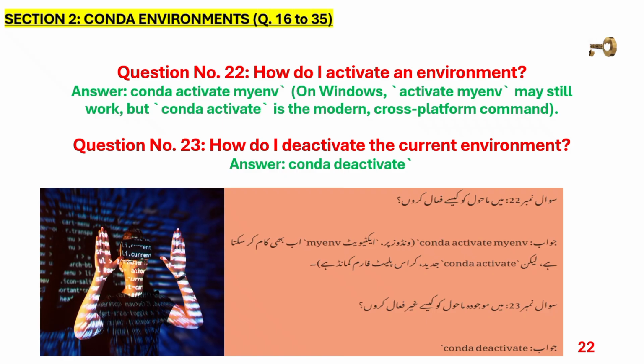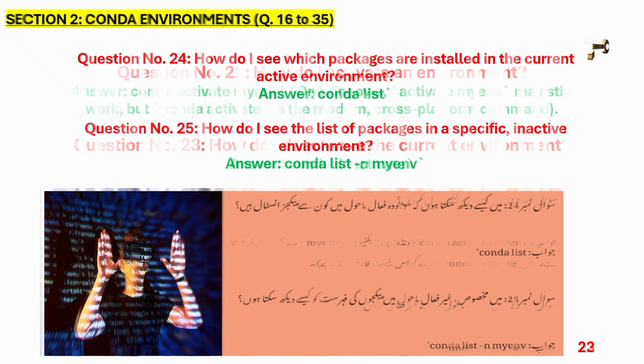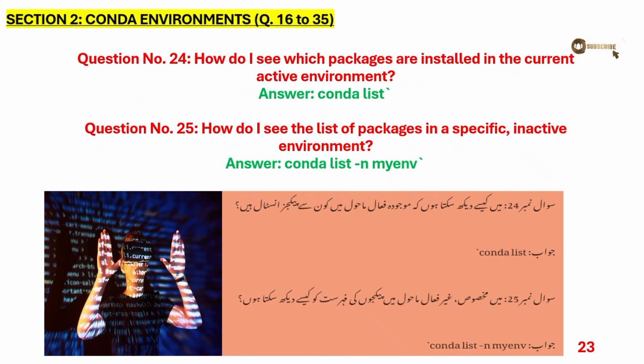Question number 23. How do I deactivate the current environment? Answer. conda deactivate. Question number 24. How do I see which packages are installed in the current active environment? Answer. conda list. Question number 25. How do I see the list of packages in a specific, inactive environment? Answer. conda list -n myenv.